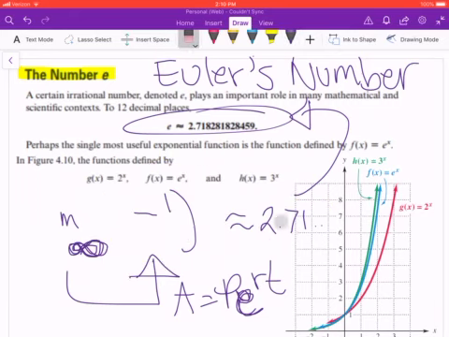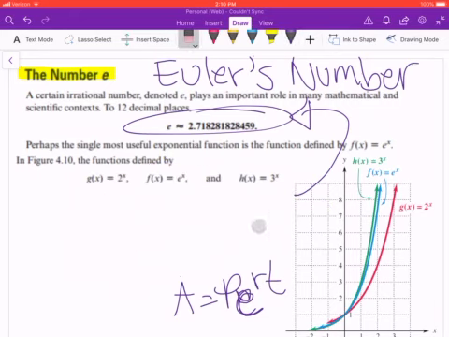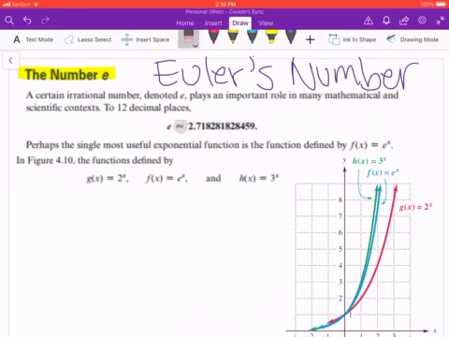That is just one of the many applications. Also when we model bacteria growth or population growth, we use e sometimes. And well, you guys will see more applications.